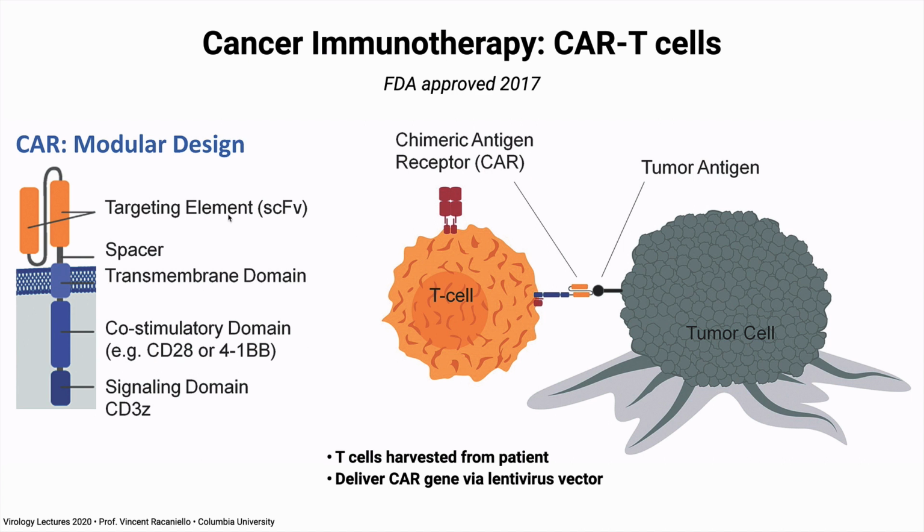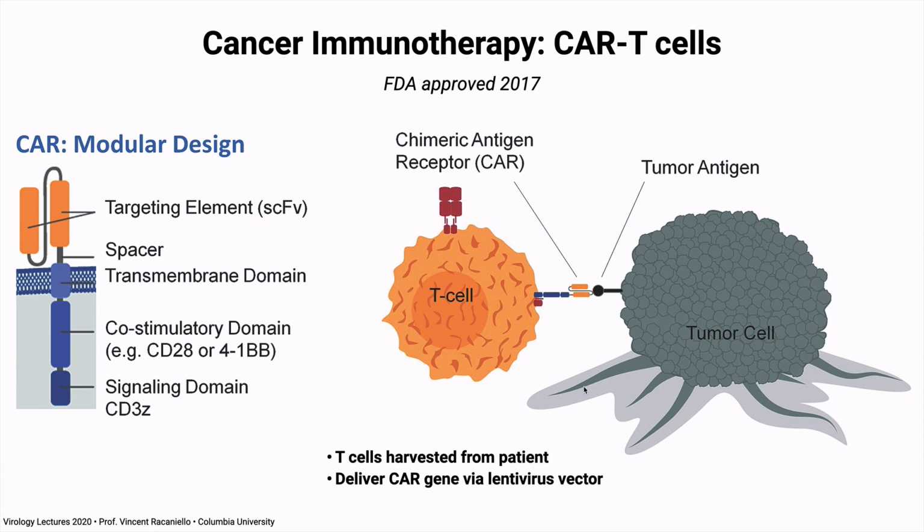You then make a chimeric antigen receptor with that single-chain antibody, transmembrane domain, and then co-stimulatory and signaling domains so that when that CAR protein is present in the T cell, it will interact with the tumor antigen and the T cell will kill the tumor cell.